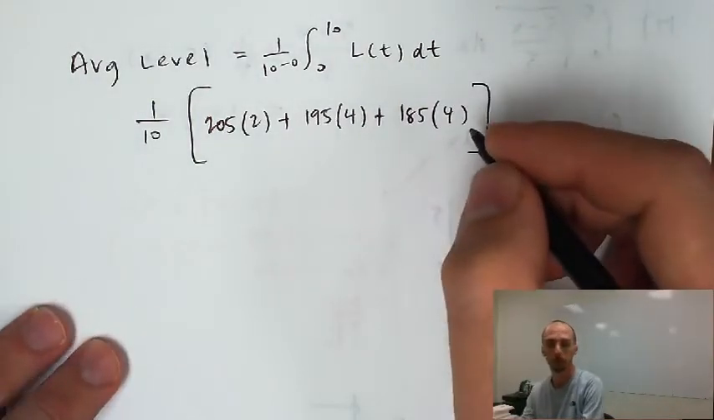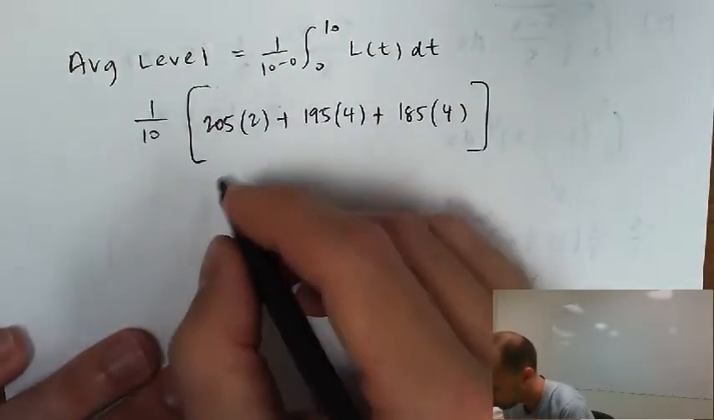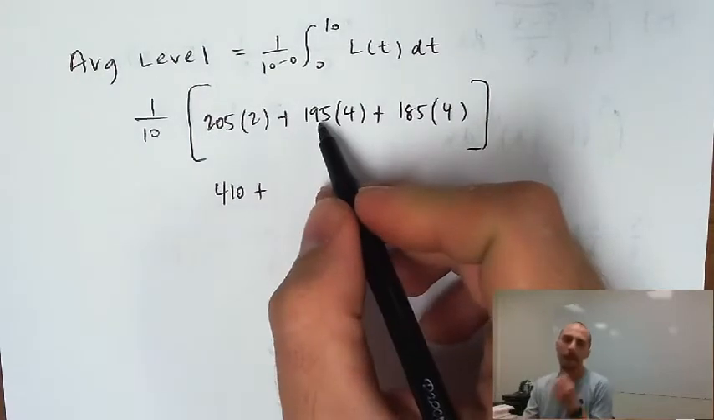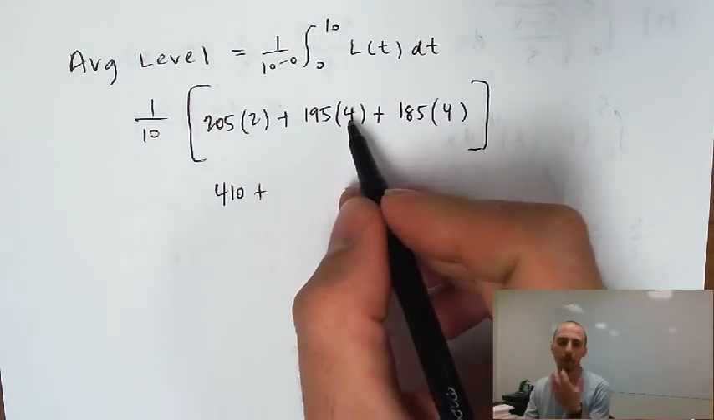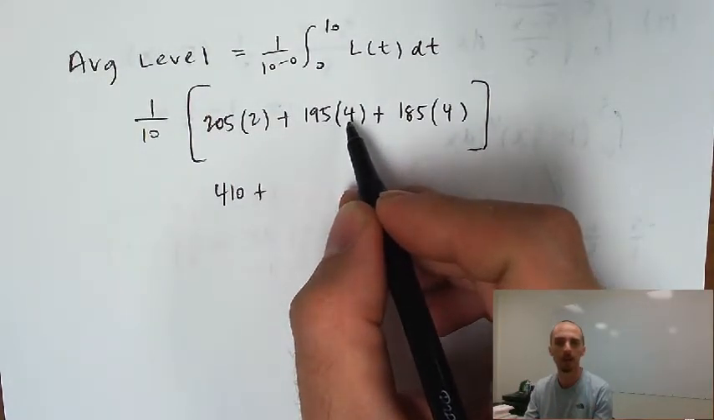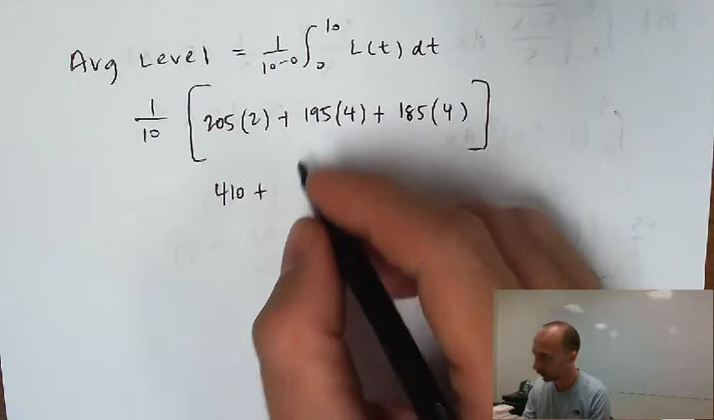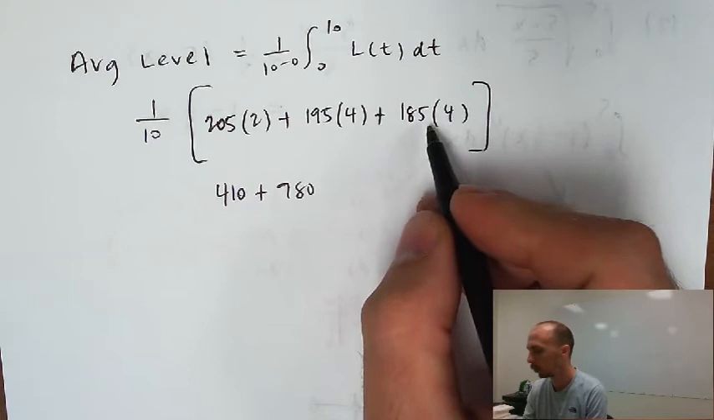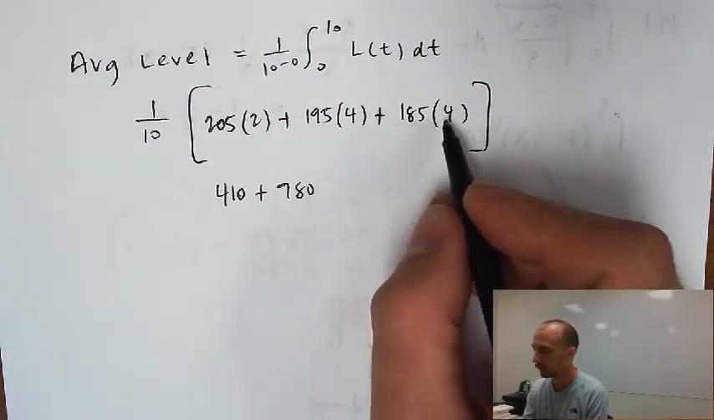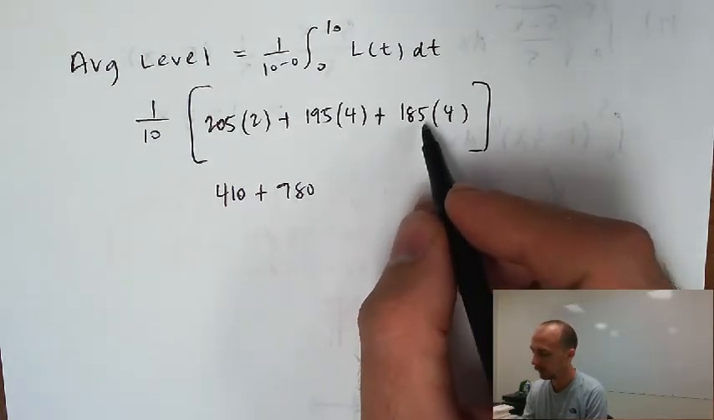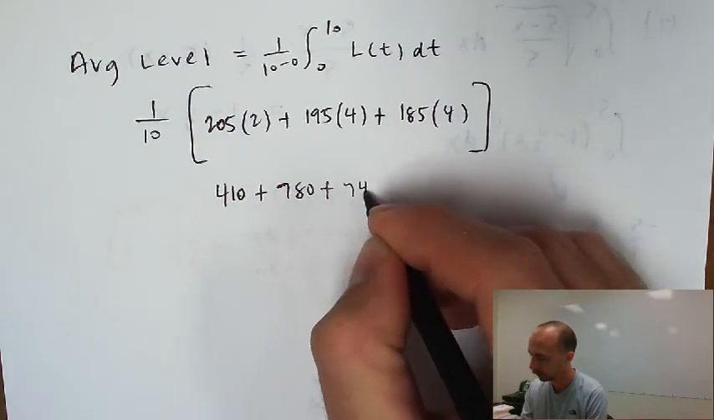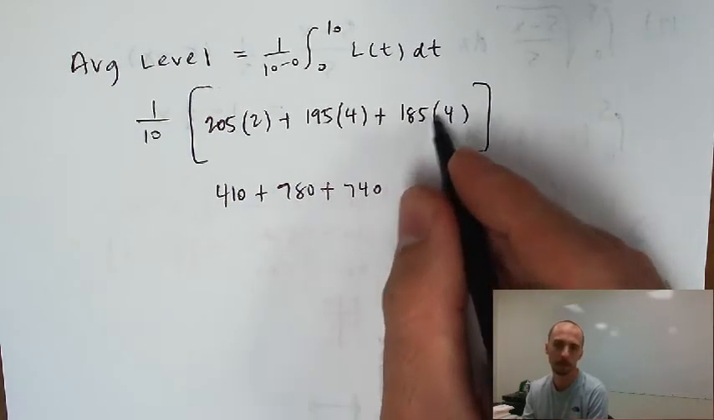Okay. Ooh. 205 times 2 is 410. Plus, well, this is like 200 times 4, right? And that's 800, except I need to lose 20, so I've got 780. And then 185 times 4, that's going to be 60 less than 800. So that's going to be 740, right? Because I'm 15 off there.